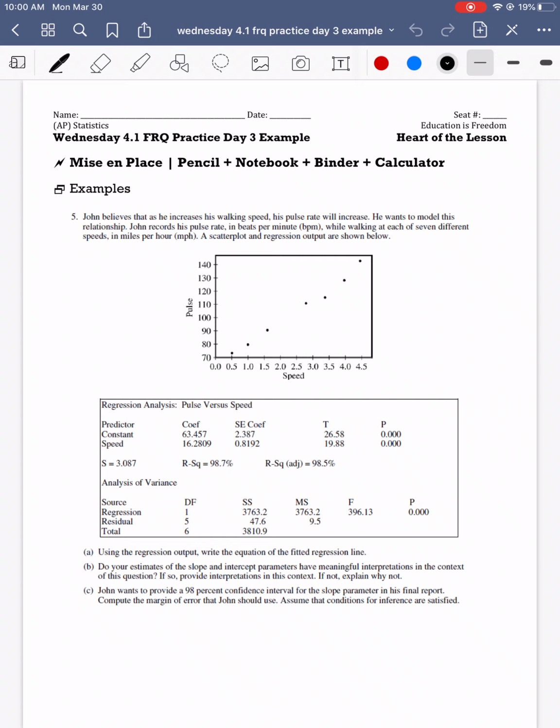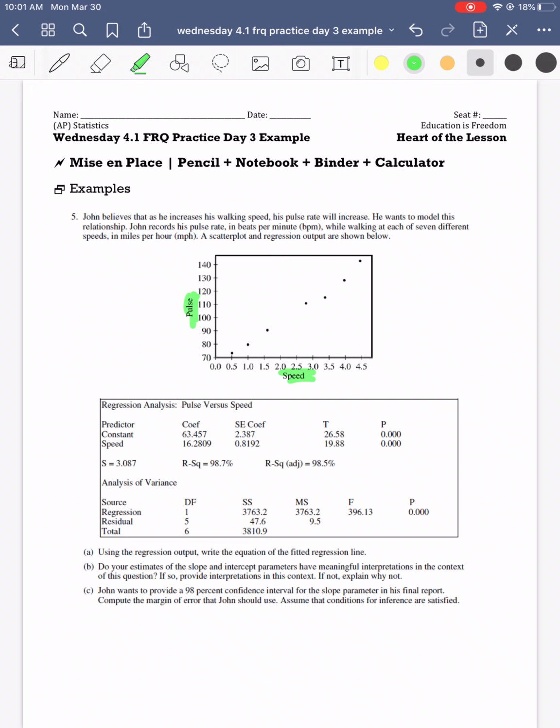As we go through these problems, I'd like to note some things. Since these are the variables plotted here, this is a regular scatter plot with the variables. It's not a residual plot. And then they give us a regression output, so hopefully this looks familiar to us. Using the output, write the equation of the fitted regression line.